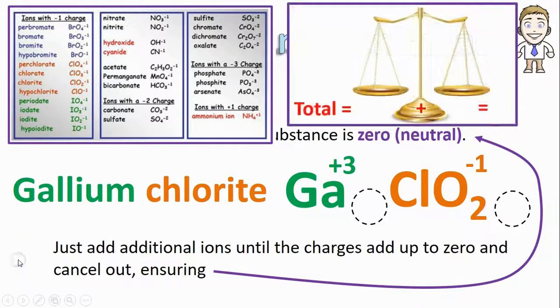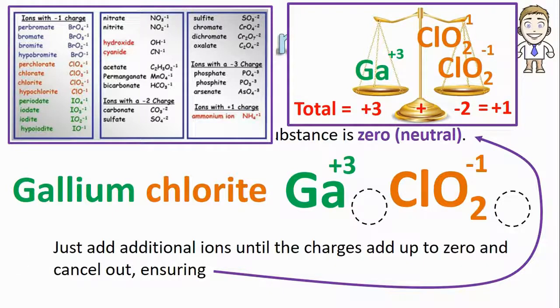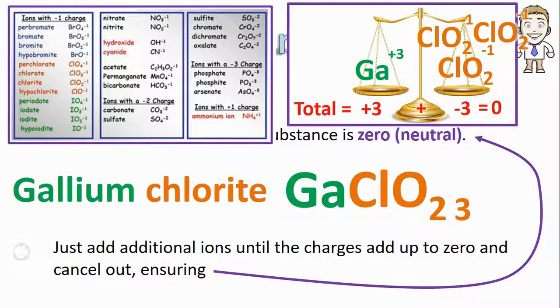And finally, we go to the scale to see if my charges balance. Clearly, with a +3 and a -1, these charges do not balance out. But if I had a second chlorite, that's closer. I've got a -2. A third chlorite gets me up to a -3 to balance out the +3. Now my charges cancel. Since I know I need 1 gallium, I use a subscript 1, and 3 chlorites, I use a subscript 3. Let's clean this up a little bit and get rid of everything we don't need, ending up with GaClO2 3.